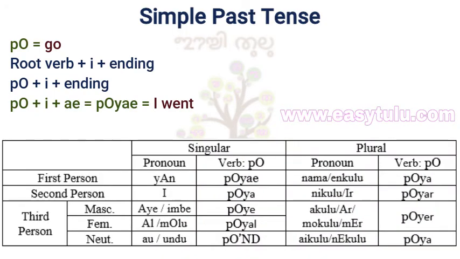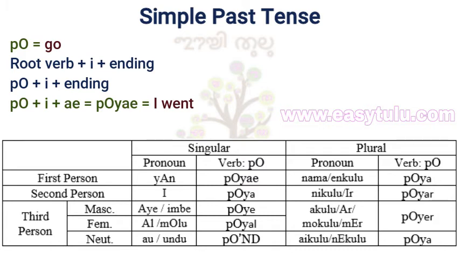Yanu poya. I went. E poya. You went. I or imbe poye. He went. Alu or molu poyal. She went. Au or undu pondu. It went. In spoken Tulu, it's just pronounced as pondu. Au or undu pondu. It went.